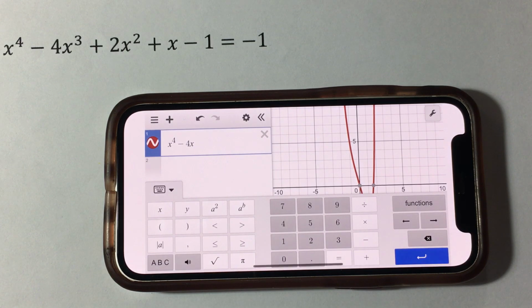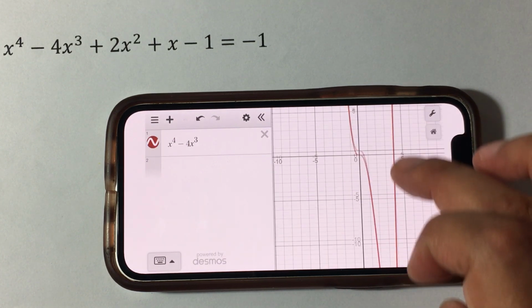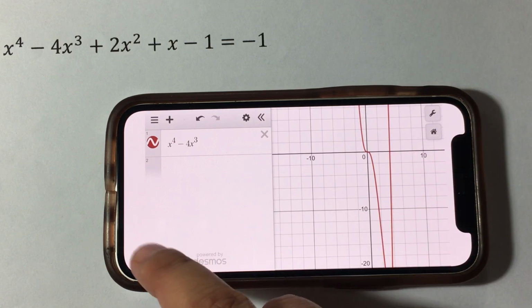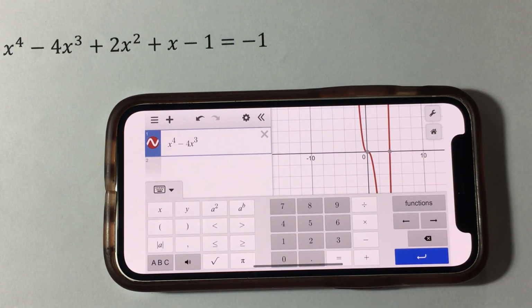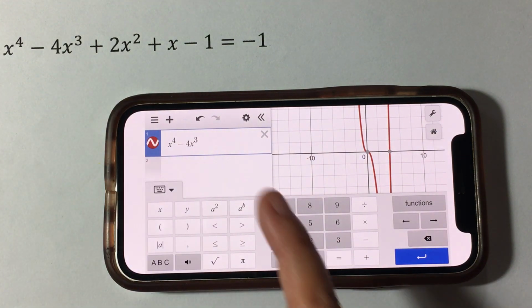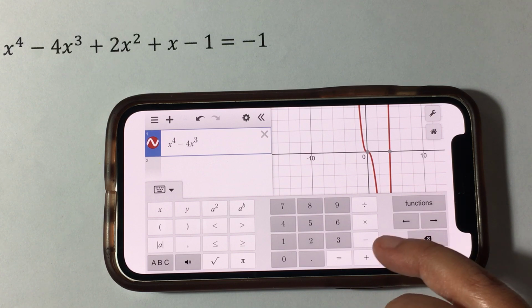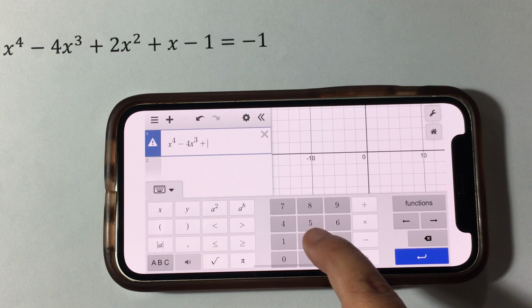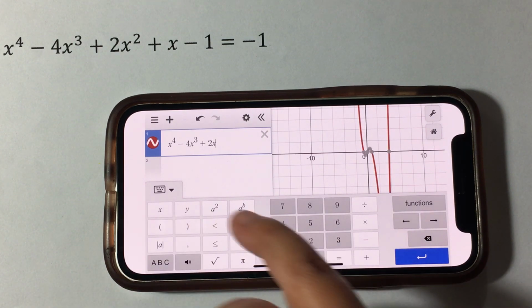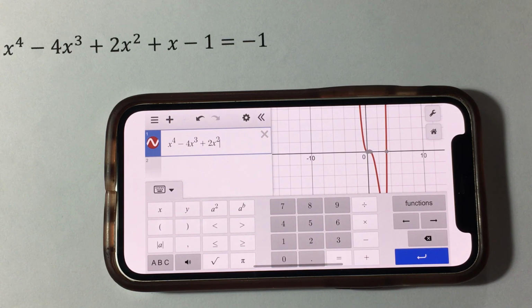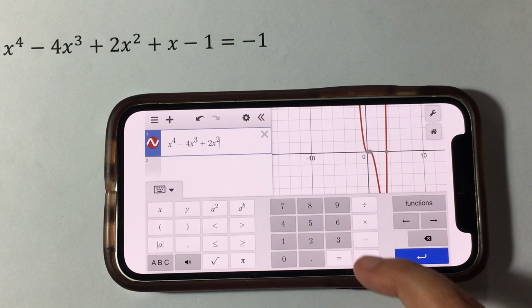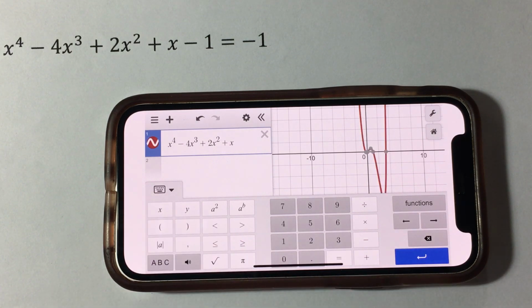Okay, so again, we go a to the b, and the exponent is 3. Look at what's starting to form now. But we're not finished, so let's go back to the keyboard. Again, if you notice, it's already big. And so that's plus 2x squared. This time we can use automatically the x squared, plus x, plus x minus 1 equals -1.